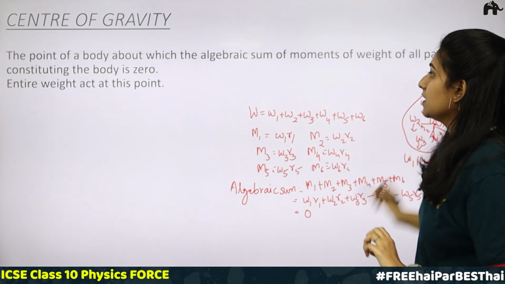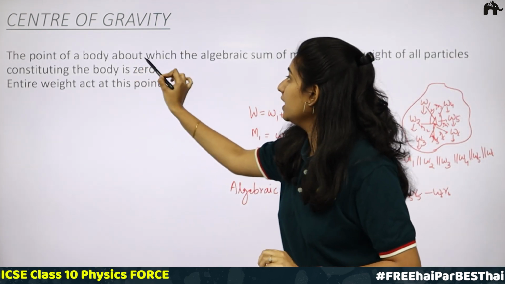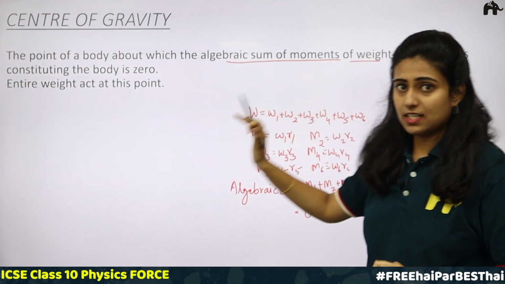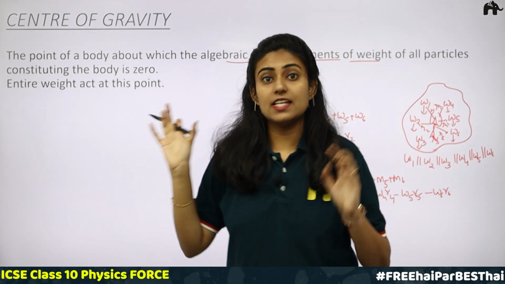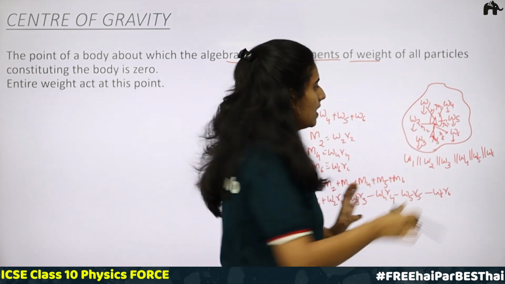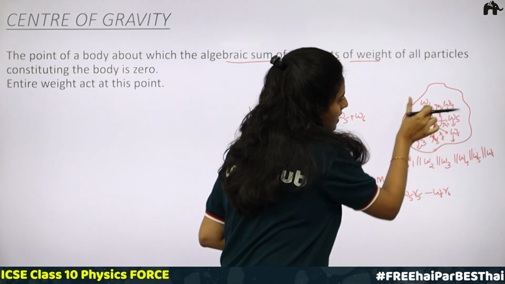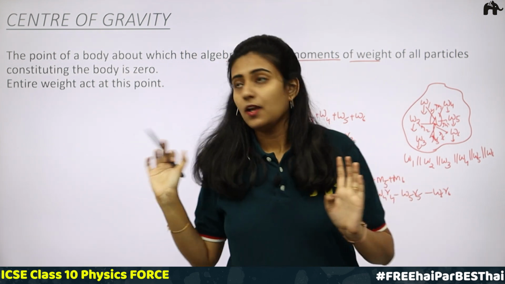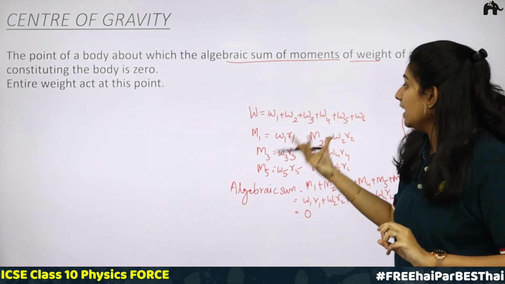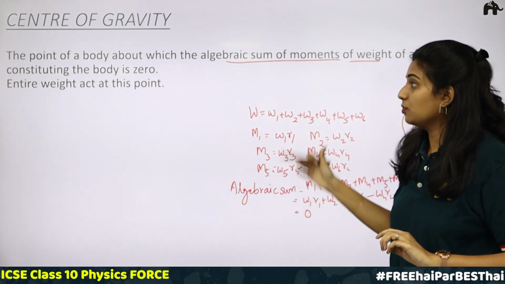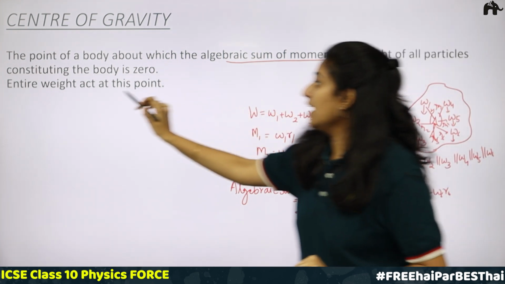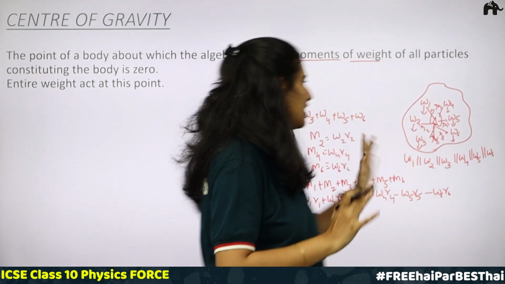So, we can define the point of a body about which the algebraic sum of moments of weights of all particles constituting the body is 0 as the center of gravity. Understood? Here we have considered a point. Distance of these weights from the point are taken as R1, R2, R3, etc. When you calculate the moment and take the algebraic sum, the algebraic sum will be equal to 0 with respect to that point only, and that point is the center of gravity. Entire weight of the body will be acting at this point.